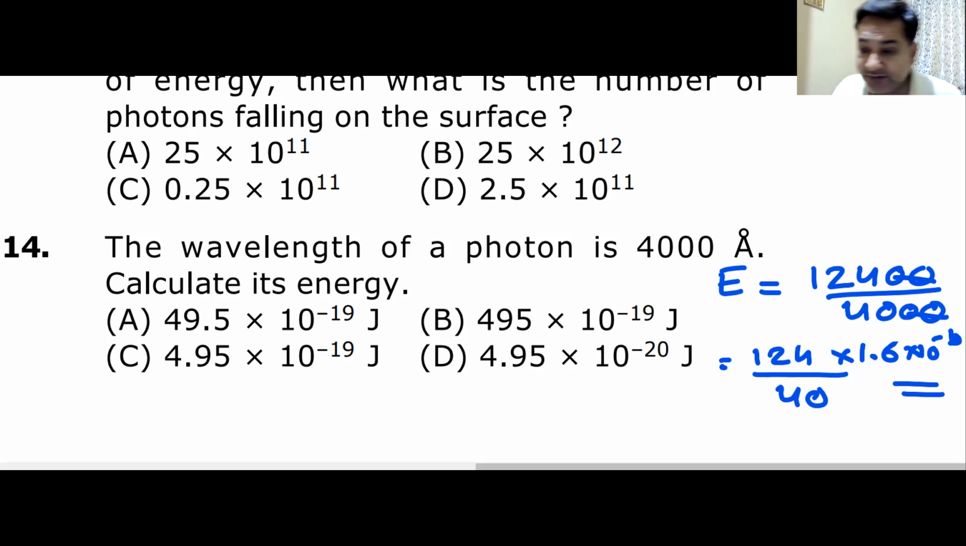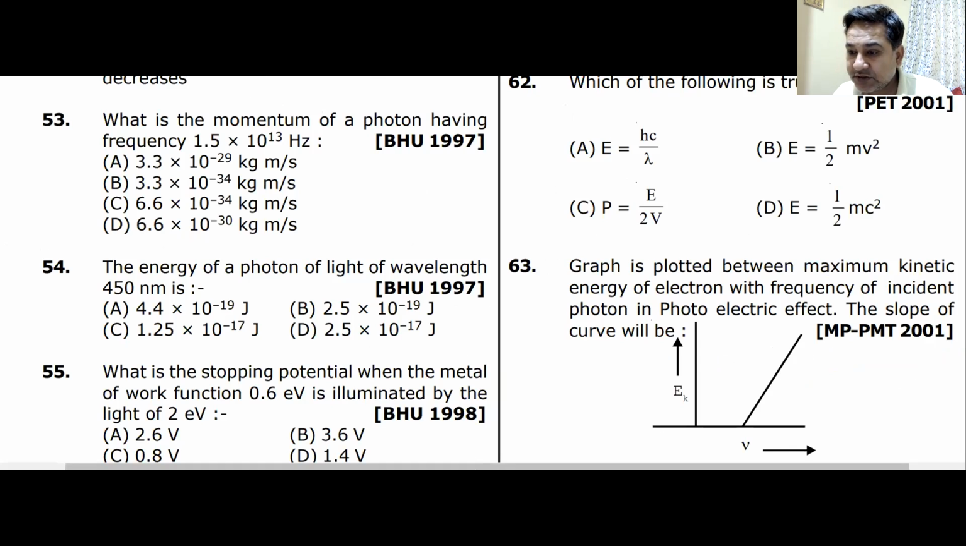Okay, here is a direct question that I see, so I will just put it out. This was question number 54, from Banaras Hindu University, BHU, which is not now an IIT, in the year 1997. Do you see question number 54? Yes, sir. The energy of a photon of light of wavelength 450 nanometers. It's nanometer, not Armstrong unit. Can I have an answer?